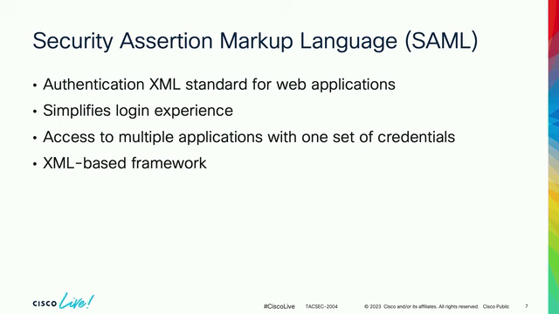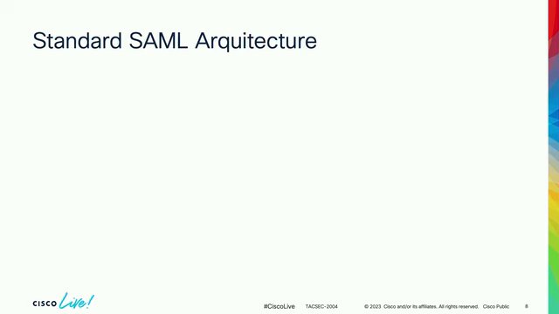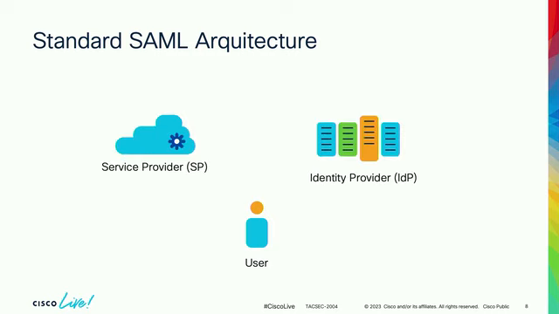Okay? Since it is an XML-based framework, this helps to exchange authentication data between security domains. But what are these security domains? The security domains are composed of 3 agents. We have the user, service provider, and identity provider. These 3 agents need to communicate between each other, creating a circle of trust.